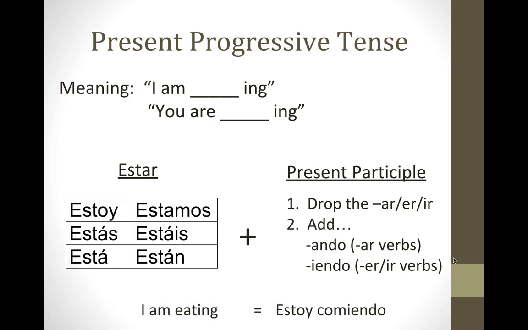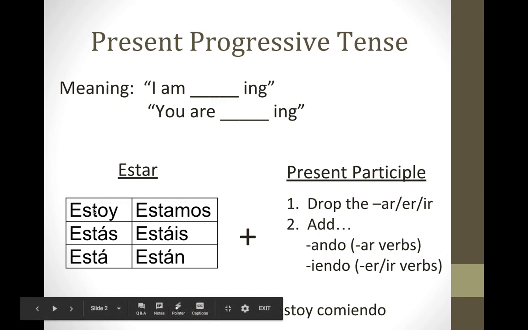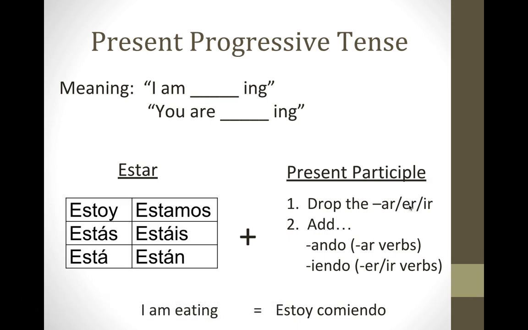You can see here at the bottom of the screen, if you were trying to say I am eating, you would get estoy comiendo. Okay, I went to the yo form of estar, took comer to eat, dropped the ER, and added yendo.